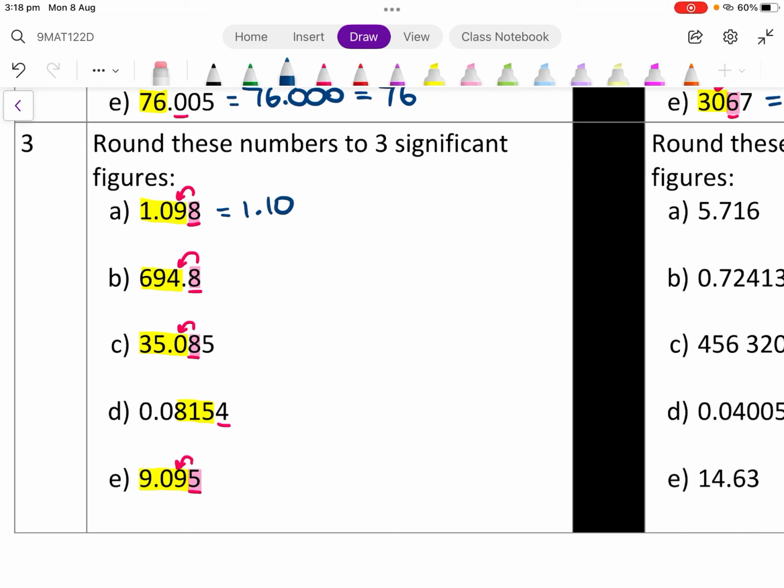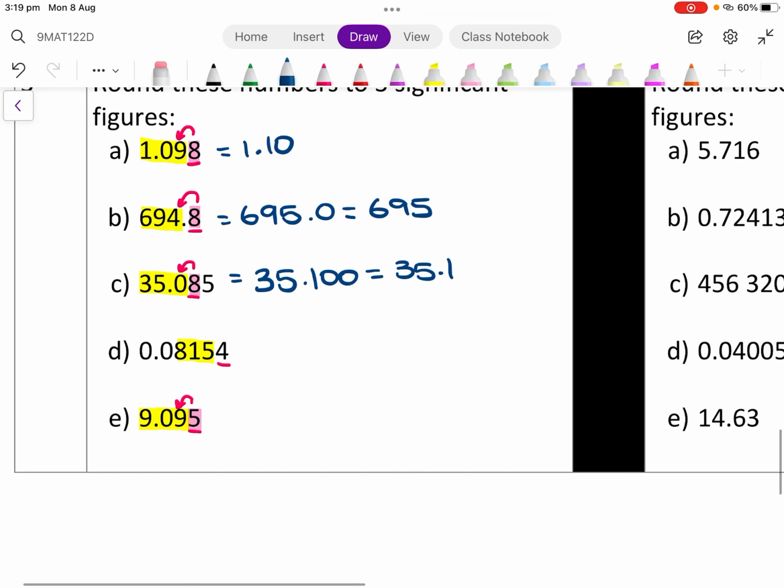The next one, the 8 rounds up the 4, so it will be equal to 695.0, which is just 695. We then have 35.085. The 8 rounds the 0 up to become a 1, so it will be 35.100, which is just 35.1. For D, we have 0.0815. The 4 does not round it up, so it'll be 0.815, and we make that 4 a 0.